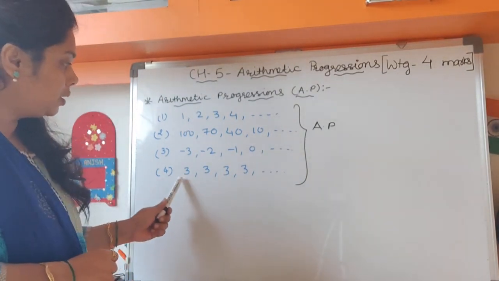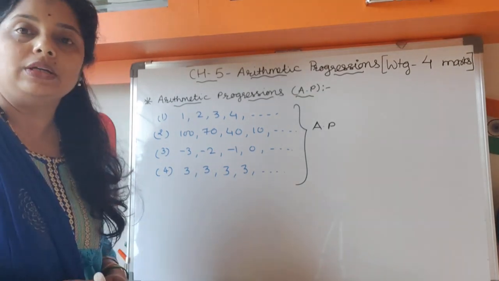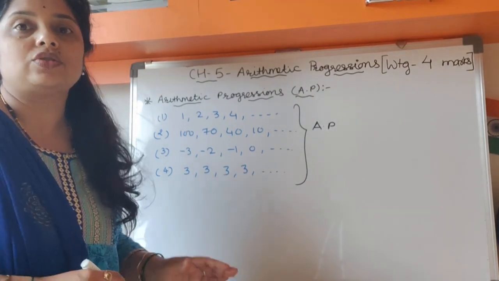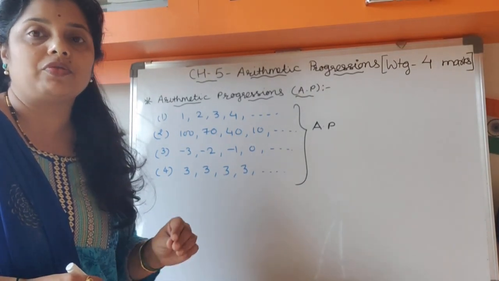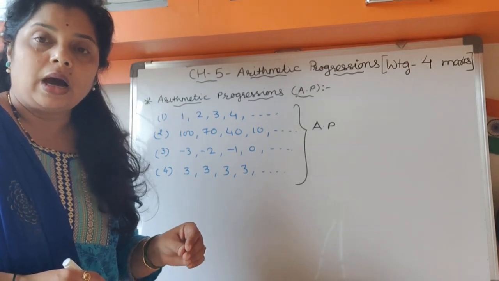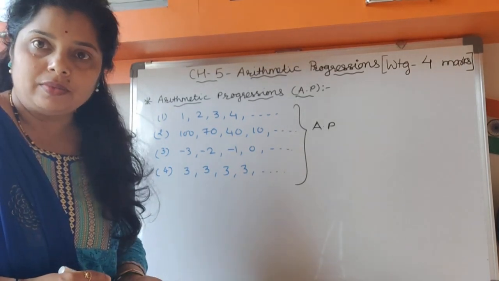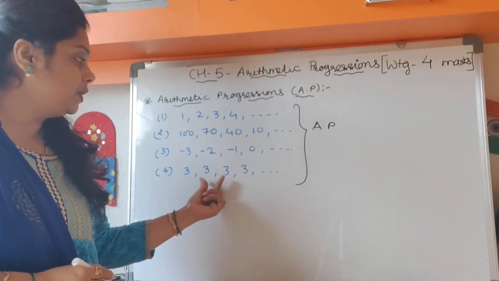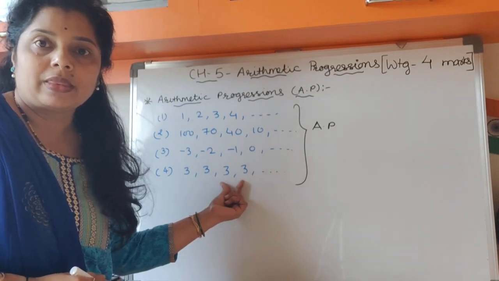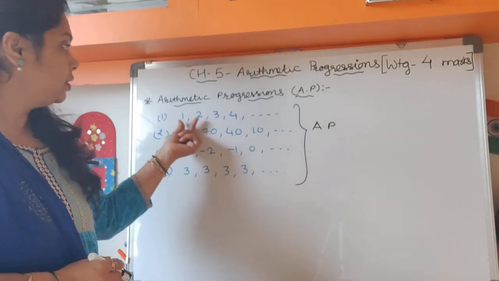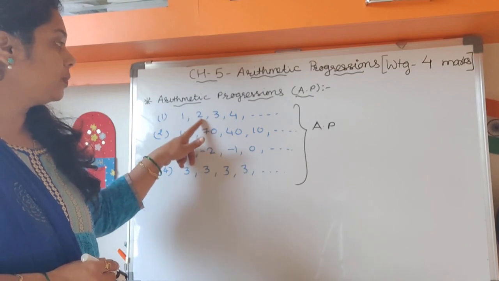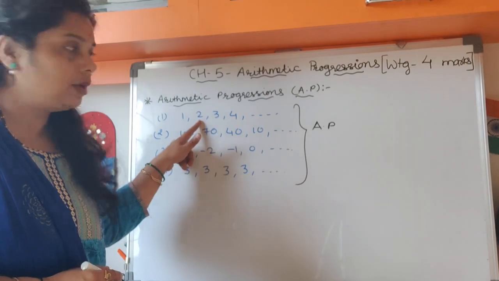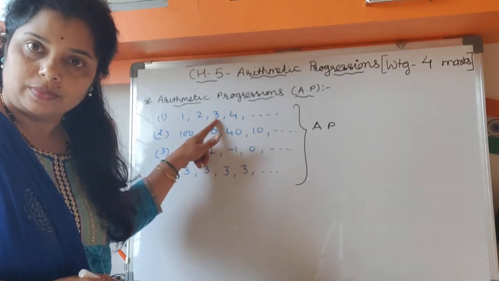Here each number of the list is called a term, as I told you earlier. So for any list of numbers or sequence, how will it become an AP? वो AP कब हो सकता है? When the difference between two consecutive terms is the same. Here if you take the difference from the second term to the first term, it is 1. Third term to second term, it is 1. Fourth term to third term, it is 1.